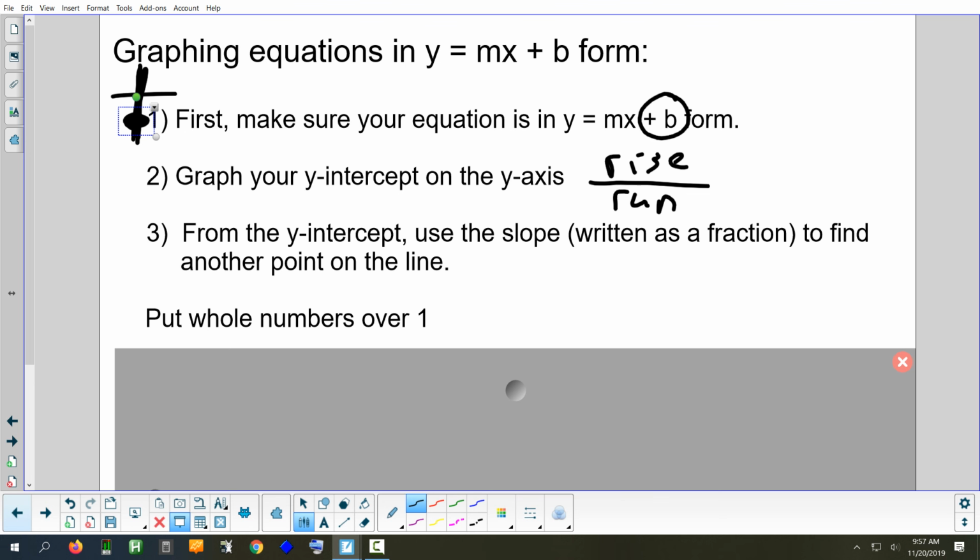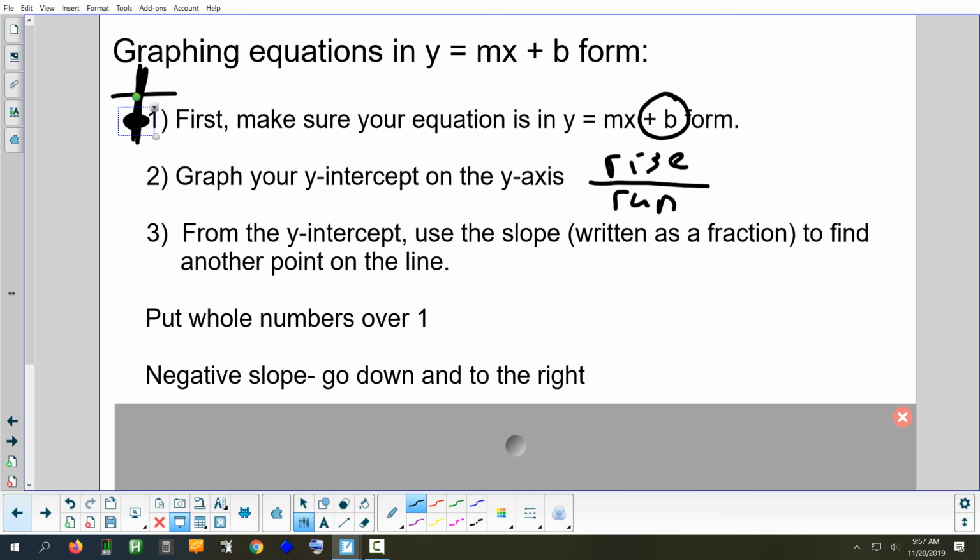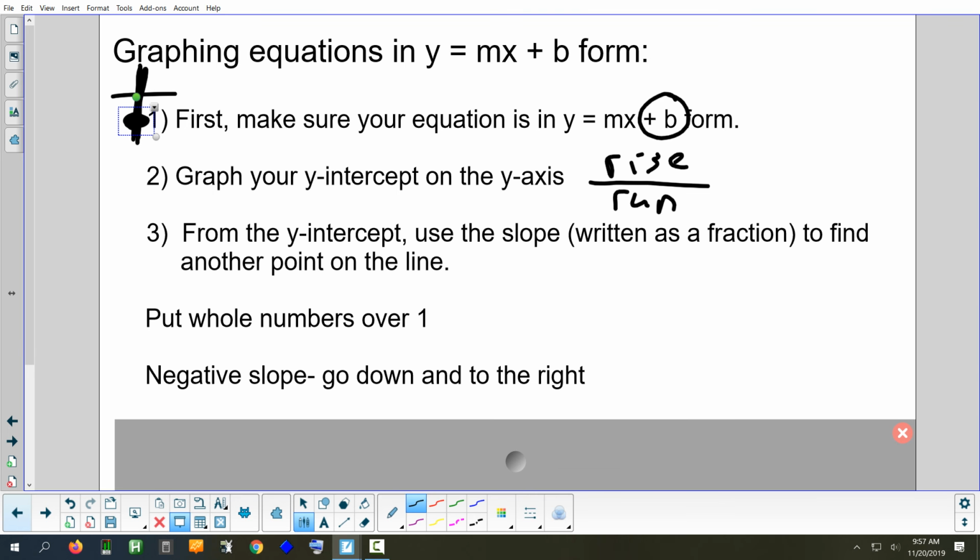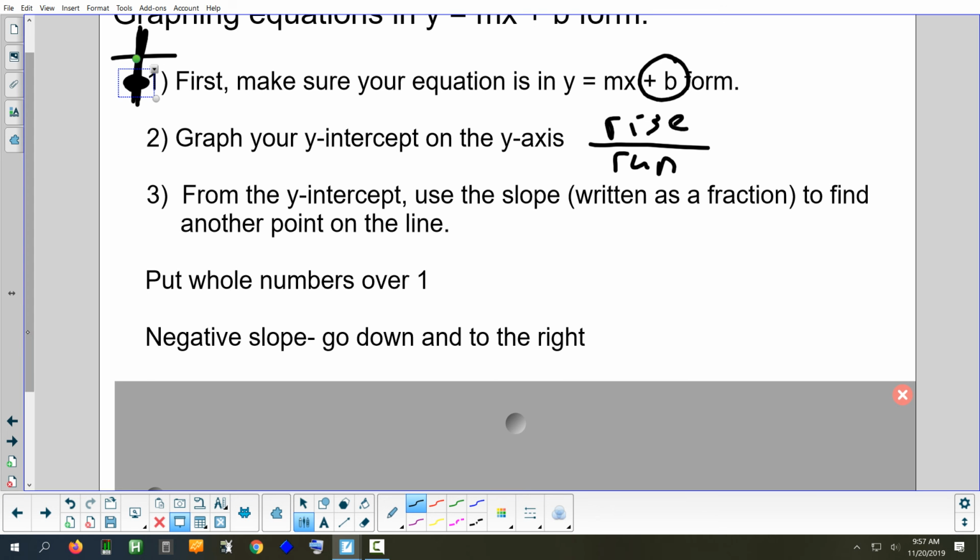You guys already said this. If you want to write it below number 3, you can squeeze it in there. But I asked you, how do you make a number a fraction? If it's not, you said put it over 1. And for negative slope, we're always going down and to the right. Positive slope, I can write that in, up and to the right.